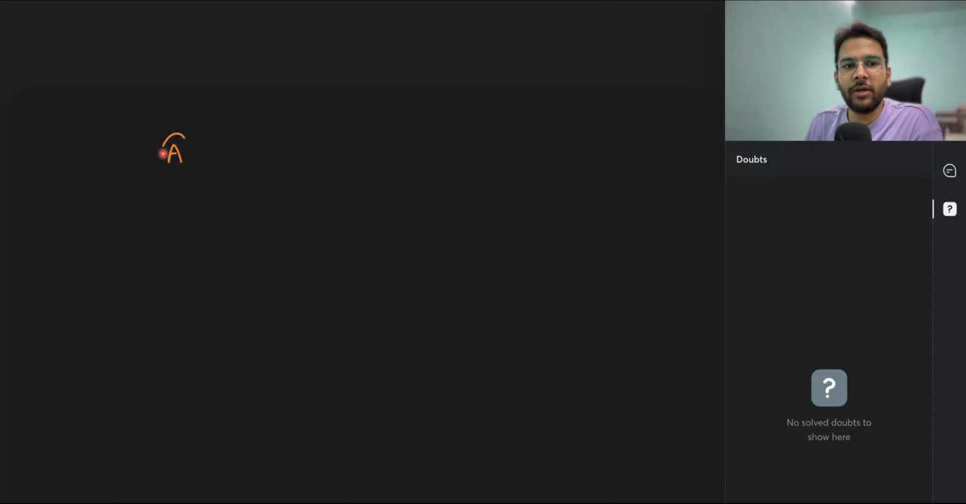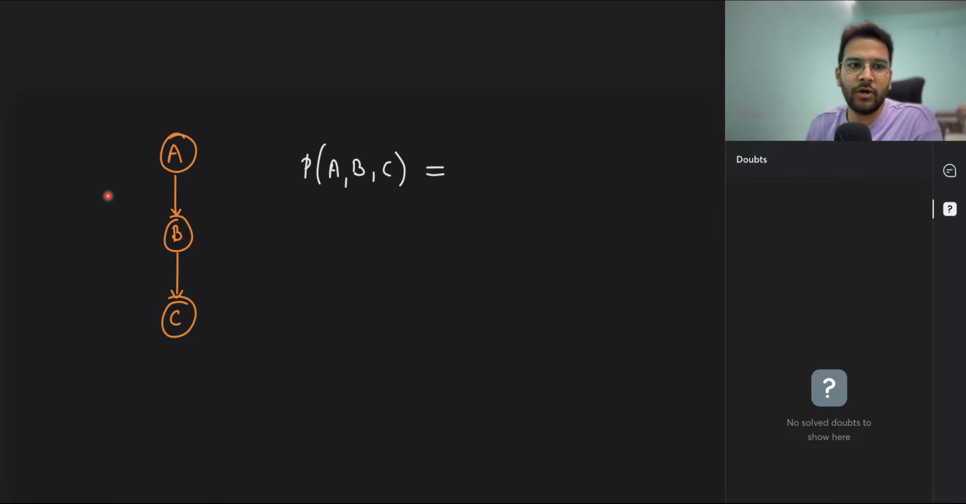What about this one? Can you tell me what will be the joint probability distribution for this one? Can you write it, everyone? Probability of A, comma B, comma C. Try to write it. So in the exam, they can give you a Bayesian network of 2 variables, 3 variables, 4 variables, even 5 variables. They are going to give you a maximum of 5 variables. Okay, so let's write it here.